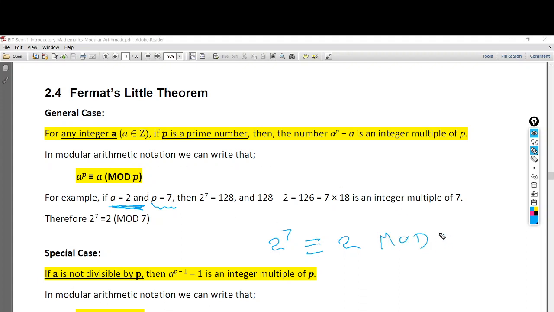That is the result of Fermat's little theorem. Since p is a prime number and a is an integer, using Fermat's little theorem, 2 to the power 7 is congruent to 2 in mod 7. In the world of 7, both 2 to the power 7 and 2 are the same. Of course we can double check, so let's take the calculator and check whether that is correct.